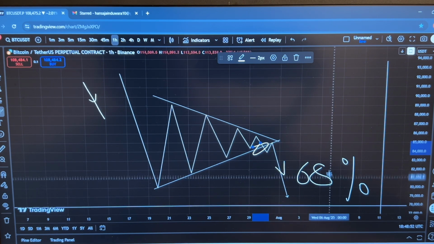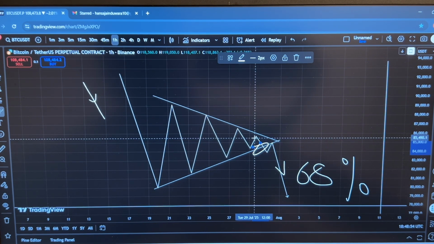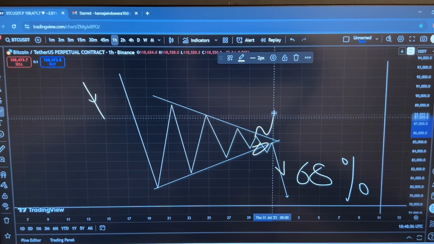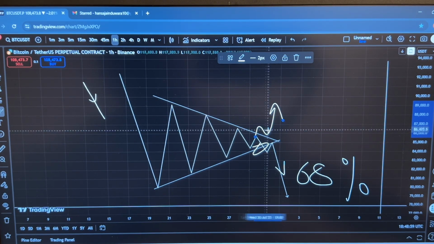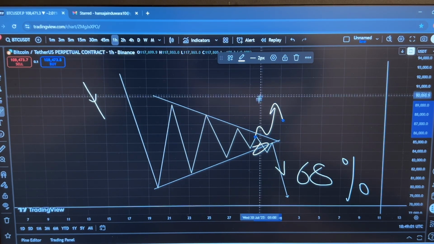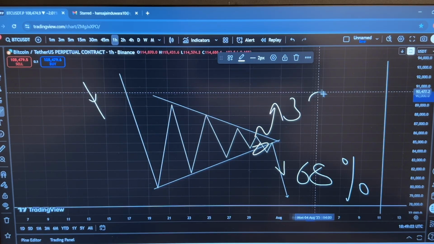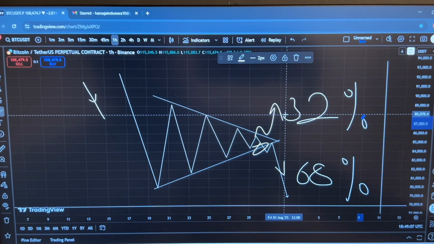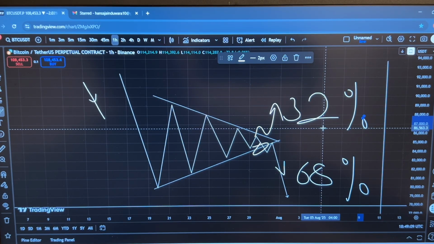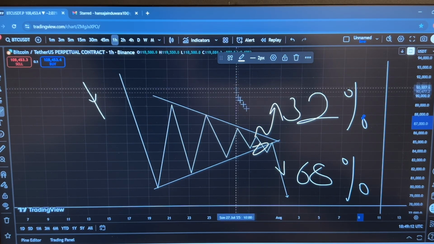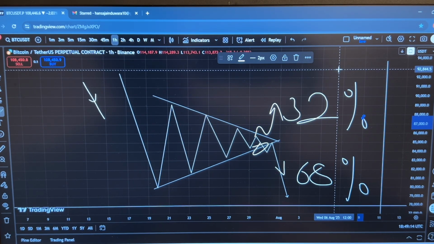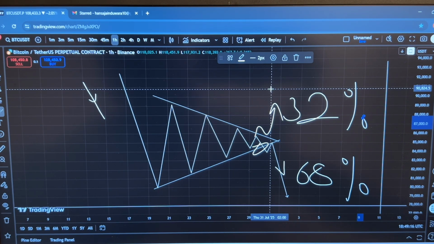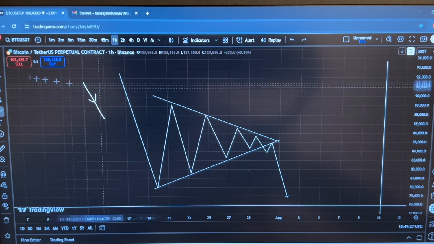There is a 68% chance of it going down, but there is a 32% chance of it actually breaking above this top trend line and going in an uptrend. But in this scenario, I'm not going to talk about the 32% chance of it going in an uptrend, because if that happens, just let it go. You don't have to chase a trade, just let it go.